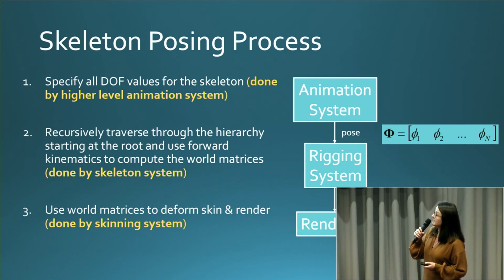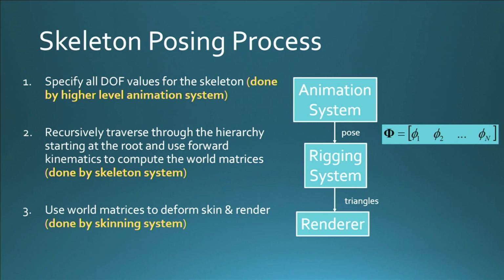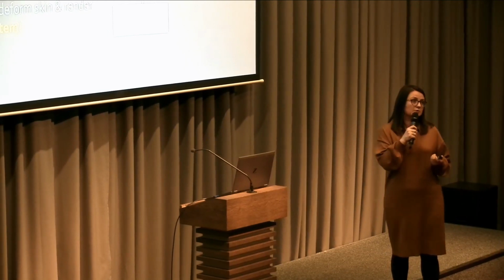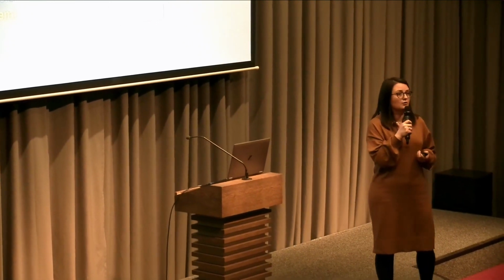If we summarize the skeleton posing process, it is composed of 3 stages. The first stage is where you set all the degrees of freedom, which is defined by a high-level animation system. For example, if you're working with Unreal Engine or Unity, you tell your character to do a certain action, for example walking or dancing, and all these degrees of freedom are defined by the high-level animation system. Then they are sent to the rigging system, which is the skeleton and the skinning of the character. There you apply a recursive traversal through the hierarchy from the root node and use forward kinematics to compute the world matrices, because we have to compute everything in world space for computer graphics.